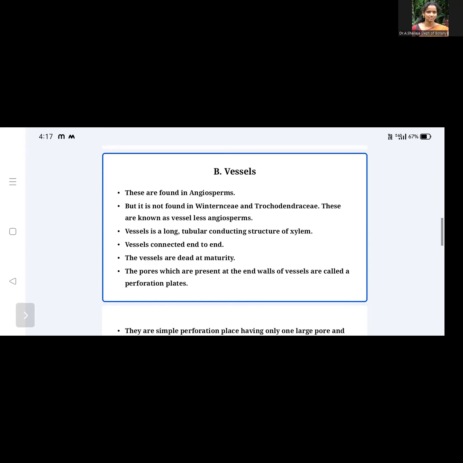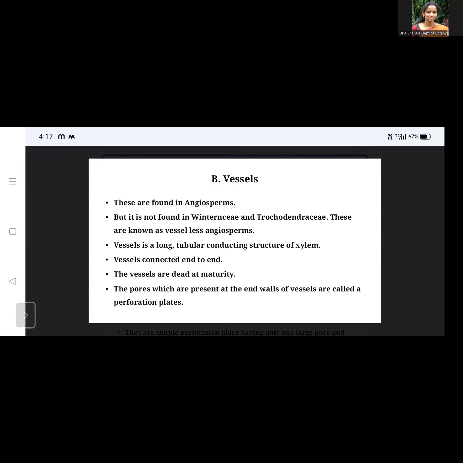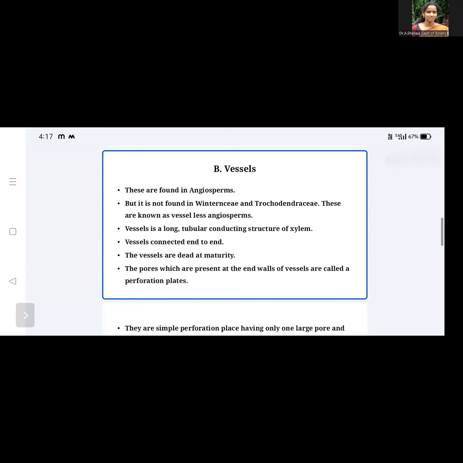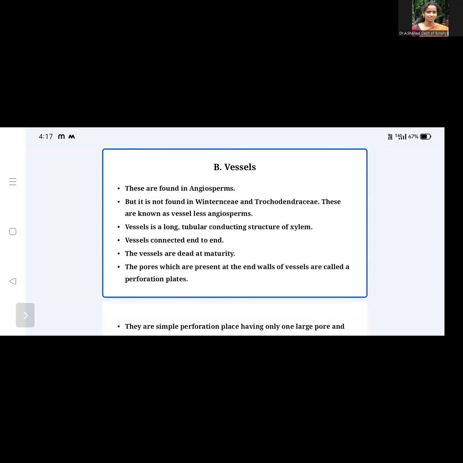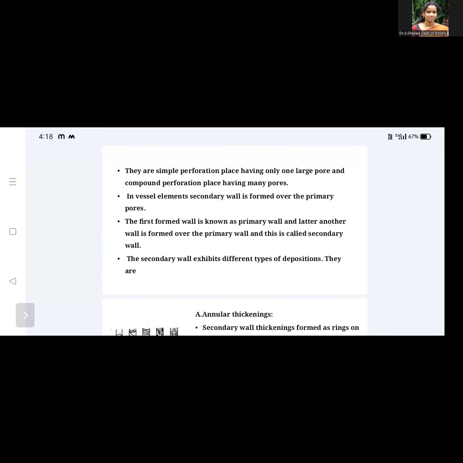The pores which are present at the end walls of vessels are called perforation plates. See here, in the tracheids, we have already discussed that pores are absent. That is the difference between tracheids and vessels. In the vessels, the pores are present at the end walls, and these are called perforation plates. That is an important thing. There are simple perforation plates having only one large pore, and compound perforation plates having many pores.